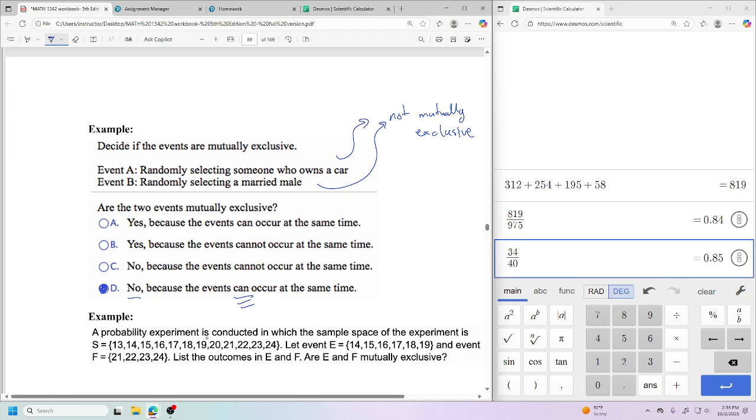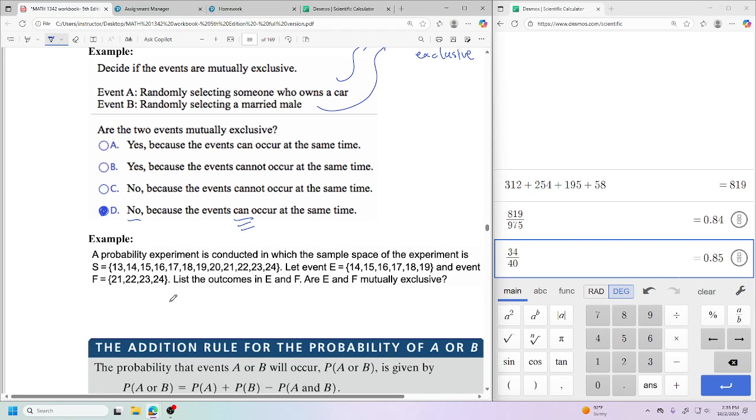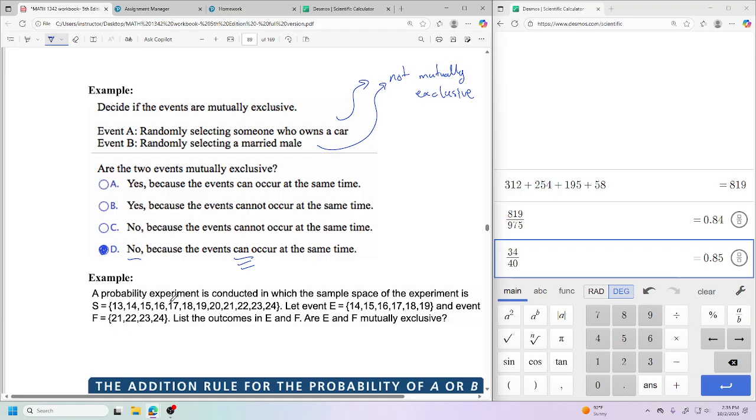See how it's almost opposites there. It's kind of weird. It's true that they overlap sometimes. Somebody out there owns a car and he's a married male. You're looking at him right here. So there's one. All of a sudden, they're totally not mutually exclusive.